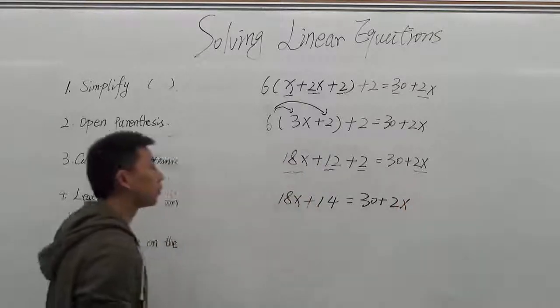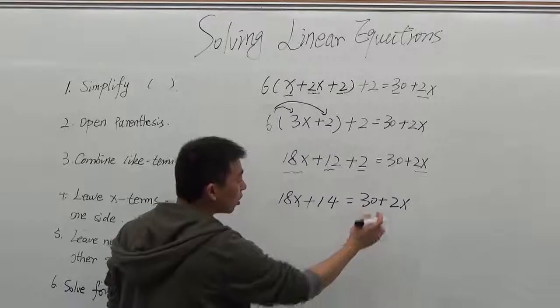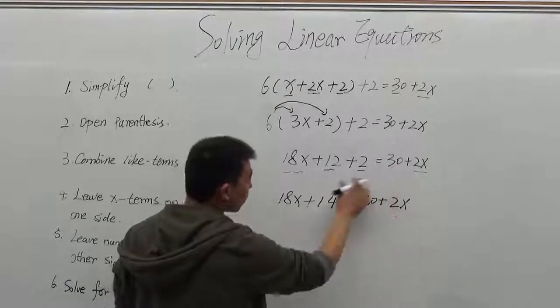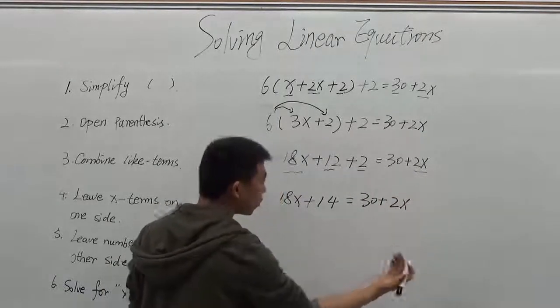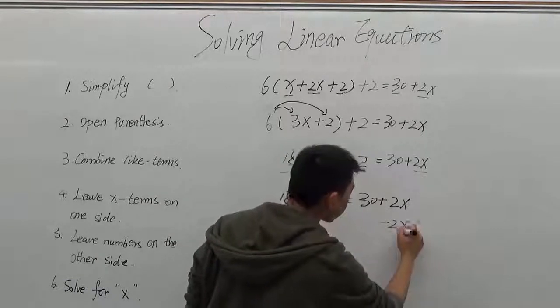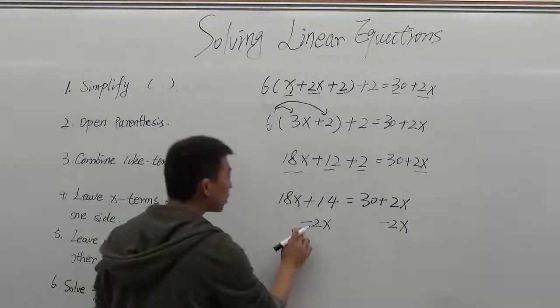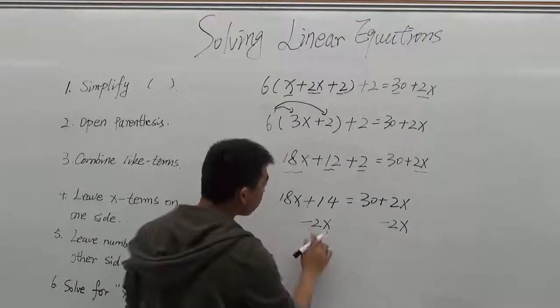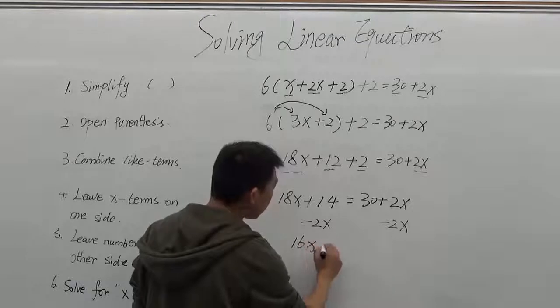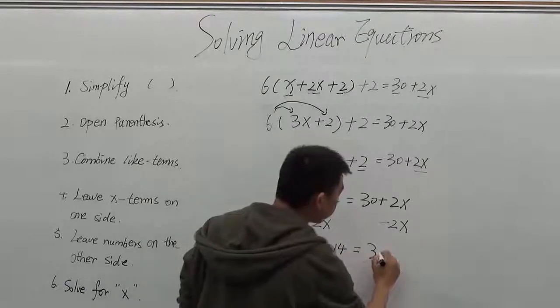This one is much easier. All we need to do is move the term that has x to one side, move the number to the other side, and solve for x. So here's plus 2x, we need to minus 2x. Then simplify: 18x minus 2x gives 16x plus 14 equals 30.